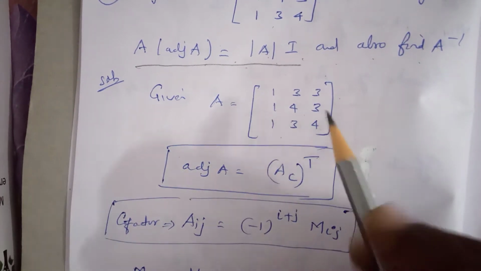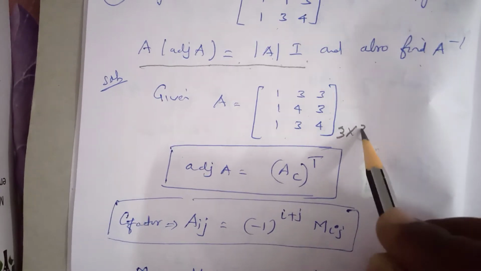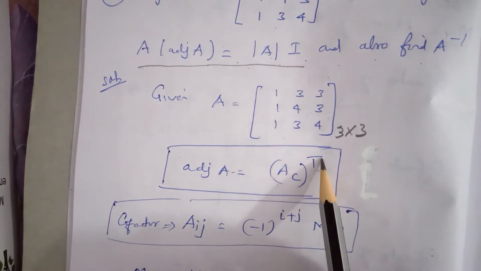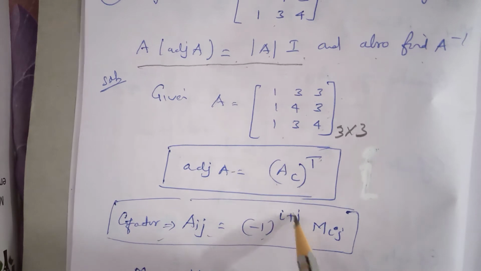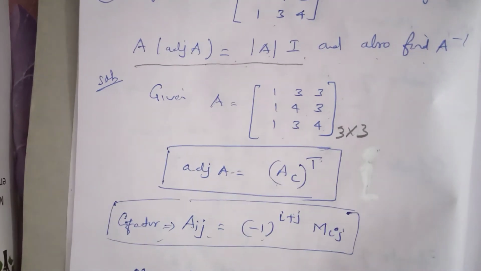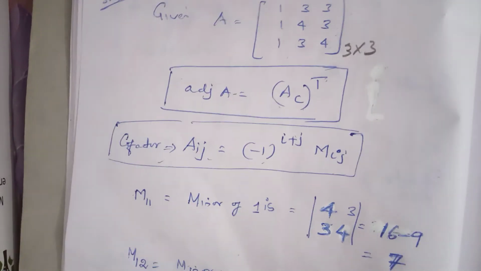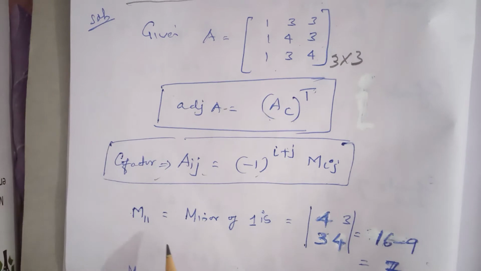So this is a square matrix of order 3 by 3. First formula: adjoint A equals A complement transpose. Cofactor formula is Aij equals minus 1 power i plus j into Mij. So first we have to compute the minor of this matrix.